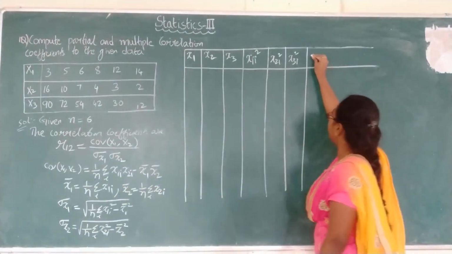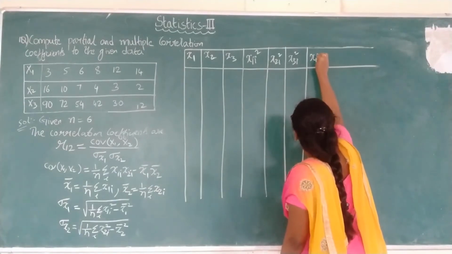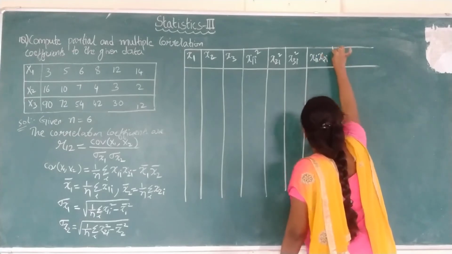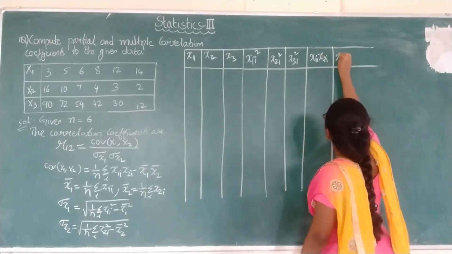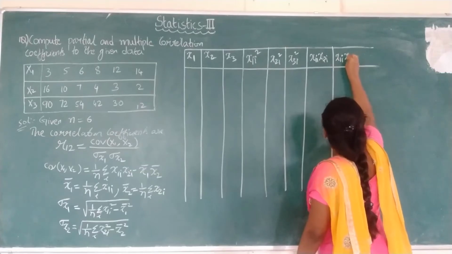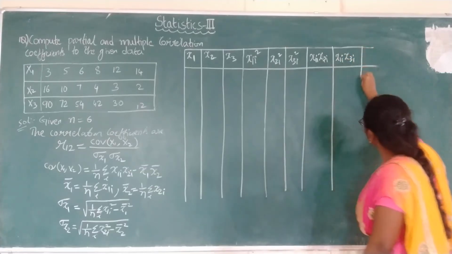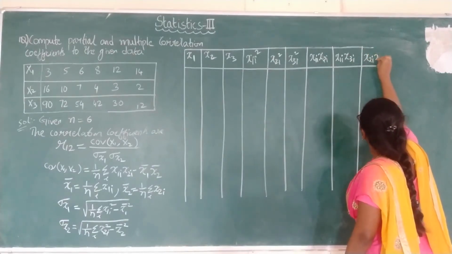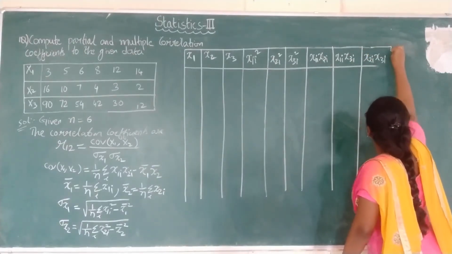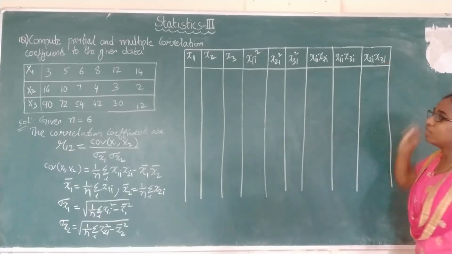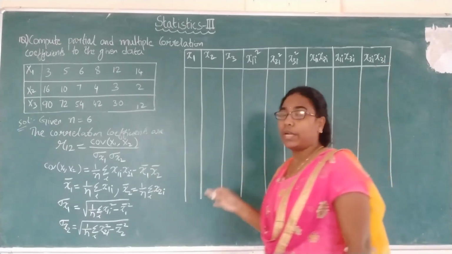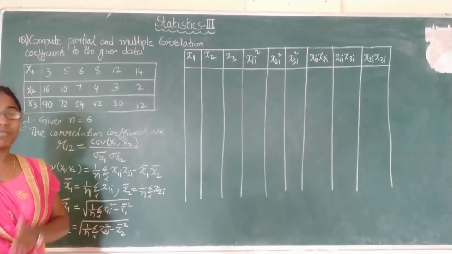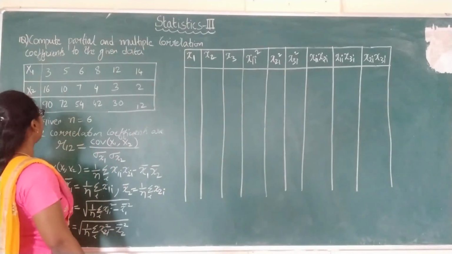So after the square terms, for the covariance you want the product of two variables. So first I am writing x1i into x2i, next x1i into x3i, and the last column is x2i into x3i. So these are all the required columns for finding the covariance, sigma x and sigma covariances, and sigma 1, sigma 2, sigma 3.